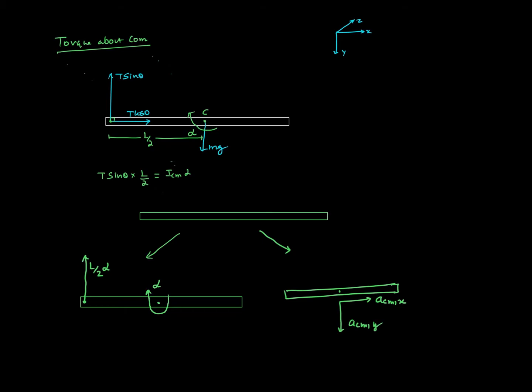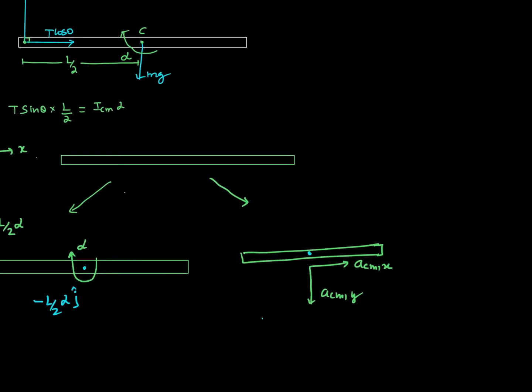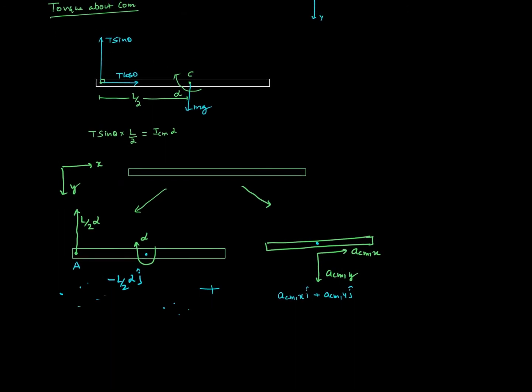And the sign convention that we have taken here is this is our plus x and downward is our plus y. So the acceleration of this point A because of the pure rotational motion about the center of mass will be minus of L by 2 alpha into j cap, correct? And because of the pure translational motion of the center of mass, what will we have? The acceleration will be ACM x i cap plus ACM y j cap. And we'll take the vector sum of these two to figure out the net acceleration that point A will have.